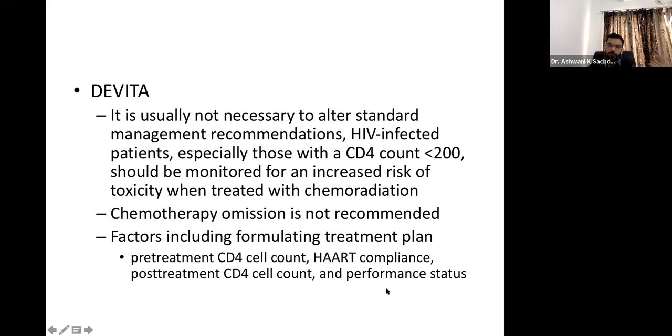In our question, he was a young man without any comorbidities, and anal canal cancer was found incidentally, and his performance status was also good. So, no need of omitting chemotherapy in the treatment.